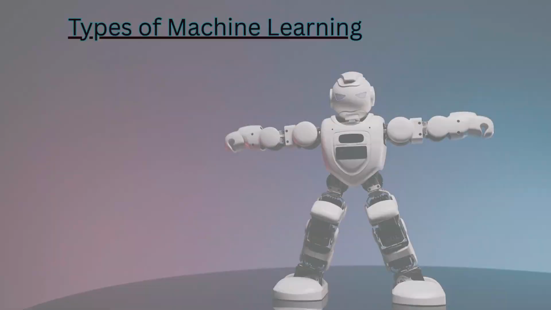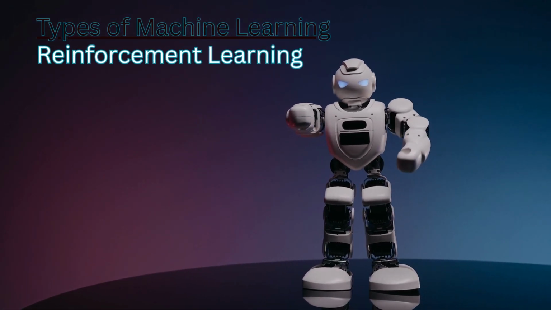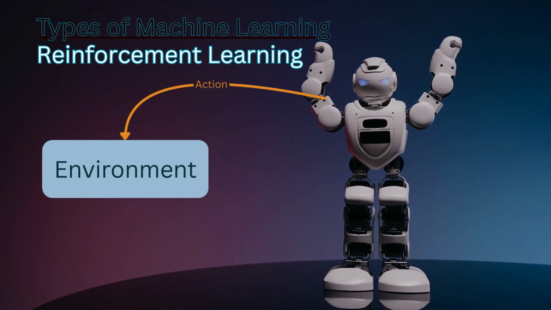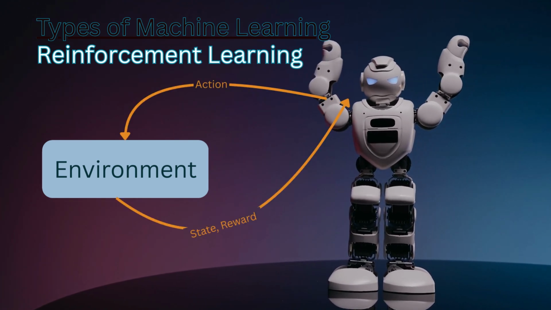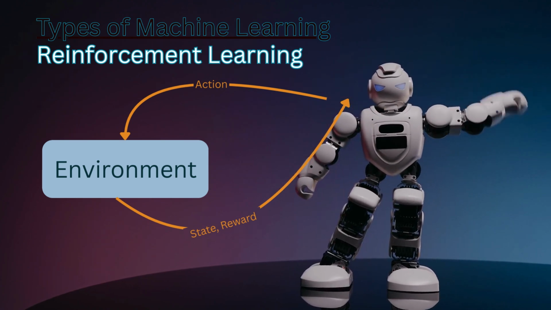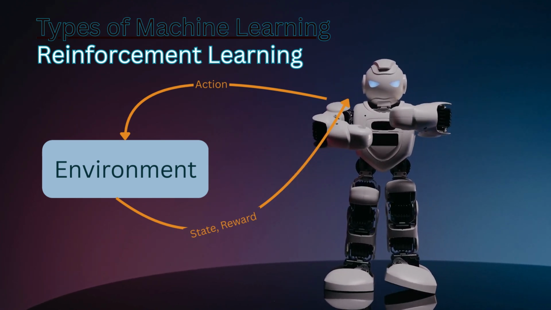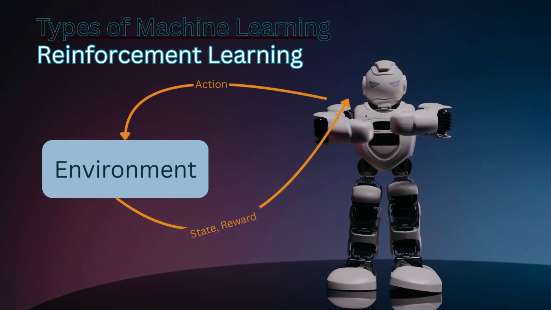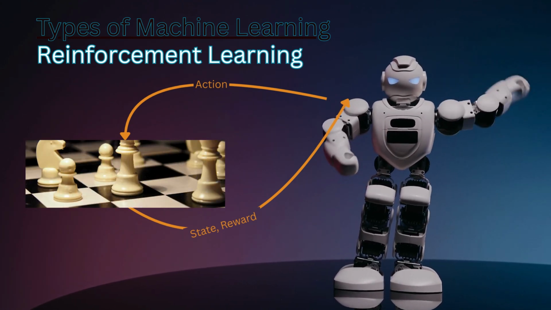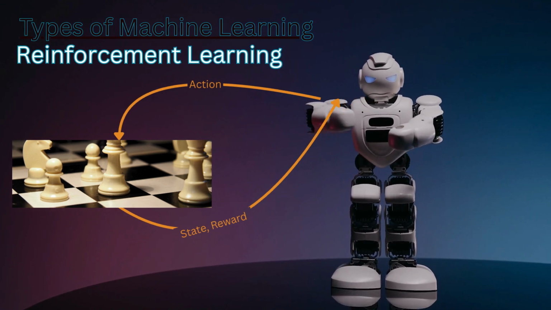The third type is reinforcement learning. This is a completely different setup. Instead of learning from examples, the model interacts with an environment and learns through trial and error. Think of a robot trying to learn how to walk. It takes steps, falls, gets rewards when it succeeds, and learns from that feedback loop. Or a chess-playing AI. It plays games, learns which strategies work, and gets better over time.